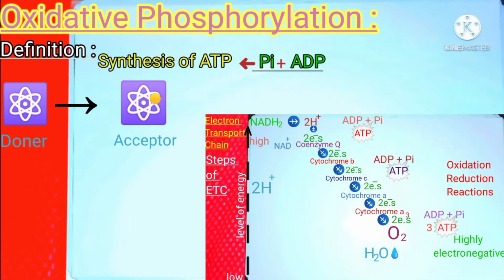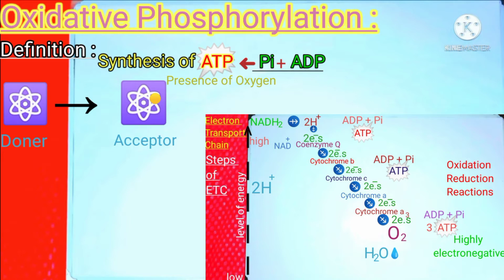So students, oxidative phosphorylation is the synthesis of ATP, the production of ATP when inorganic phosphate combines with adenosine diphosphate, which results in ATP. In simple words, we can also say that the generation of the ATP molecule in the presence of oxygen is called oxidative phosphorylation.